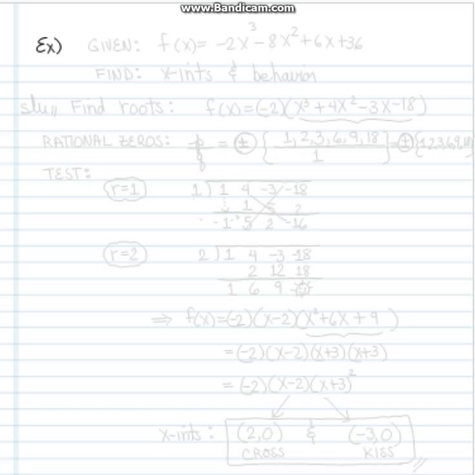Example, given a third degree polynomial function f of x equals negative 2 times x to the third power minus 8x squared plus 6x plus 36. Find the x-intercepts and their behavior.